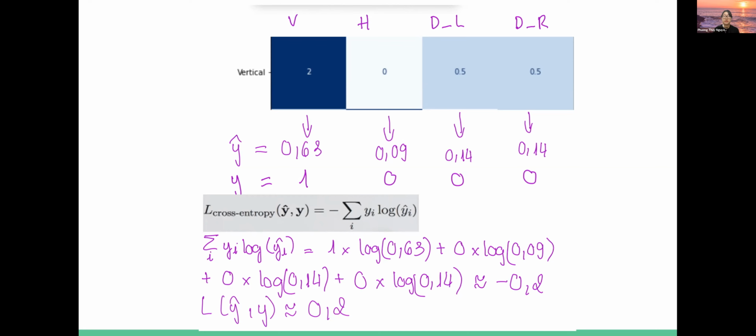But if you want to improve the model, you can try to decrease this value so that it approaches 0, by increasing the probability of vertical, which is the true and correct label, and decreasing the probability of incorrect labels.